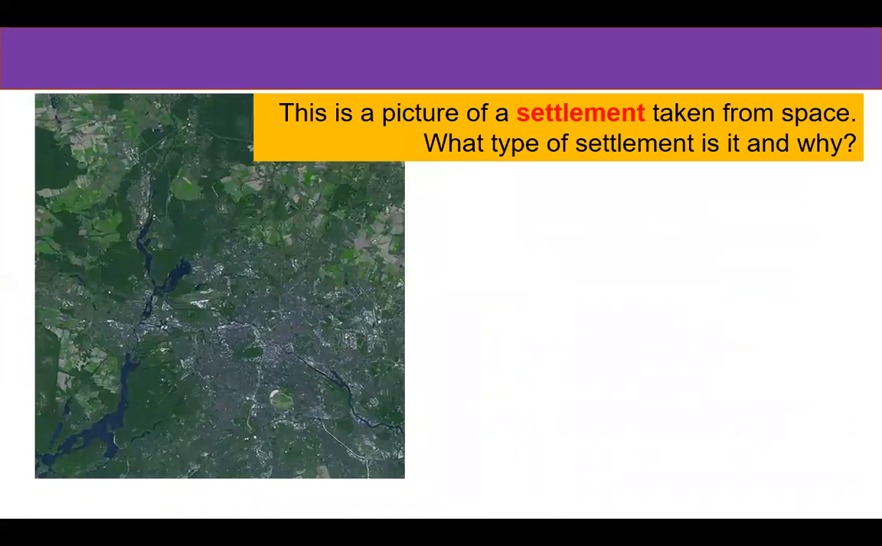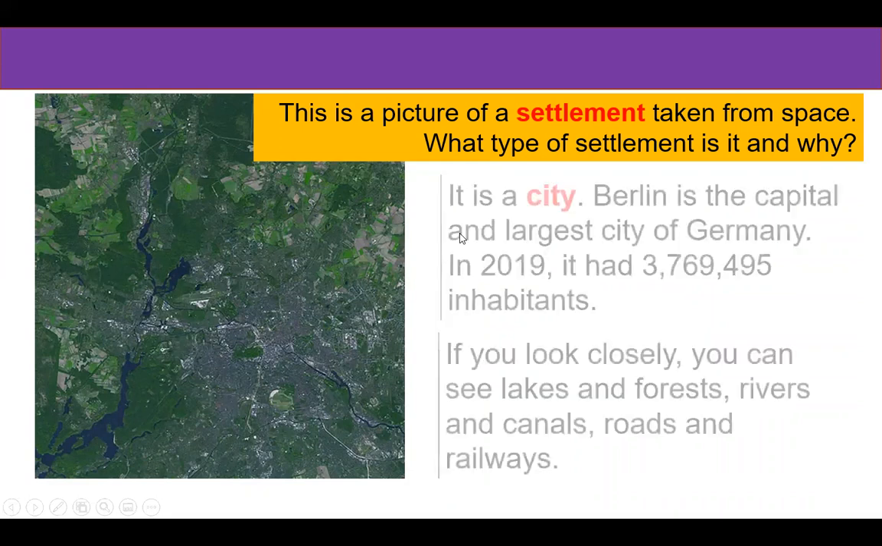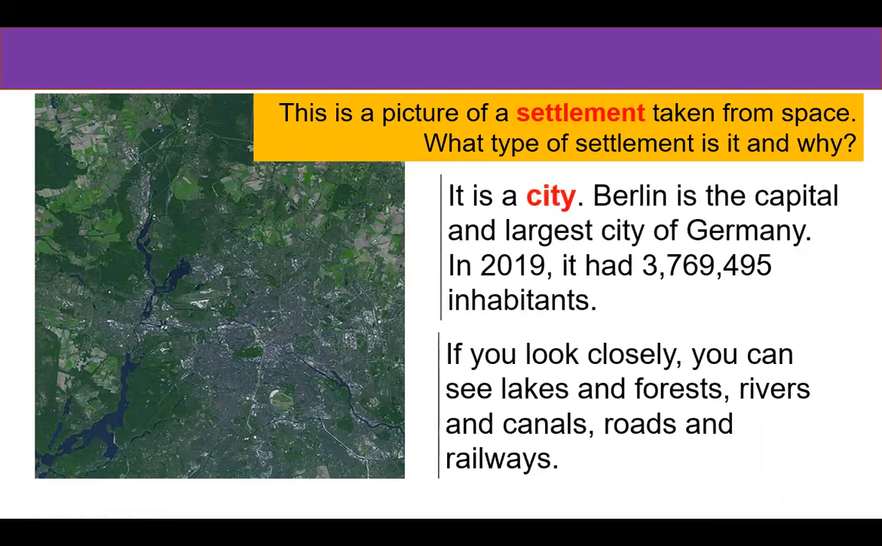So let's look at this picture. This is a settlement taken from space. What type of settlement do you think it is and why? We're focusing in on this section here. Okay. This settlement is a city. It is Berlin, which is the capital and the largest city in Germany.